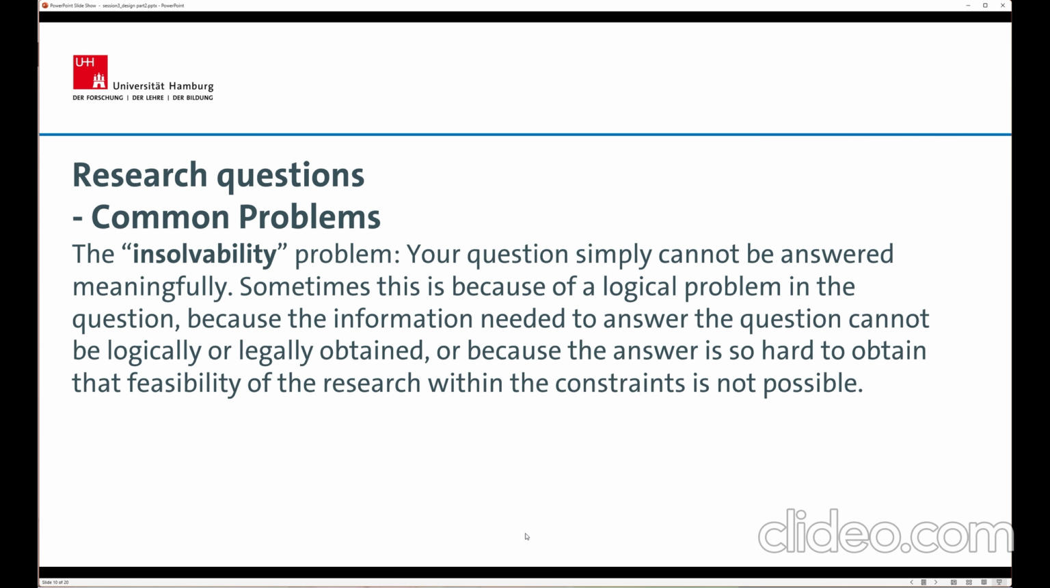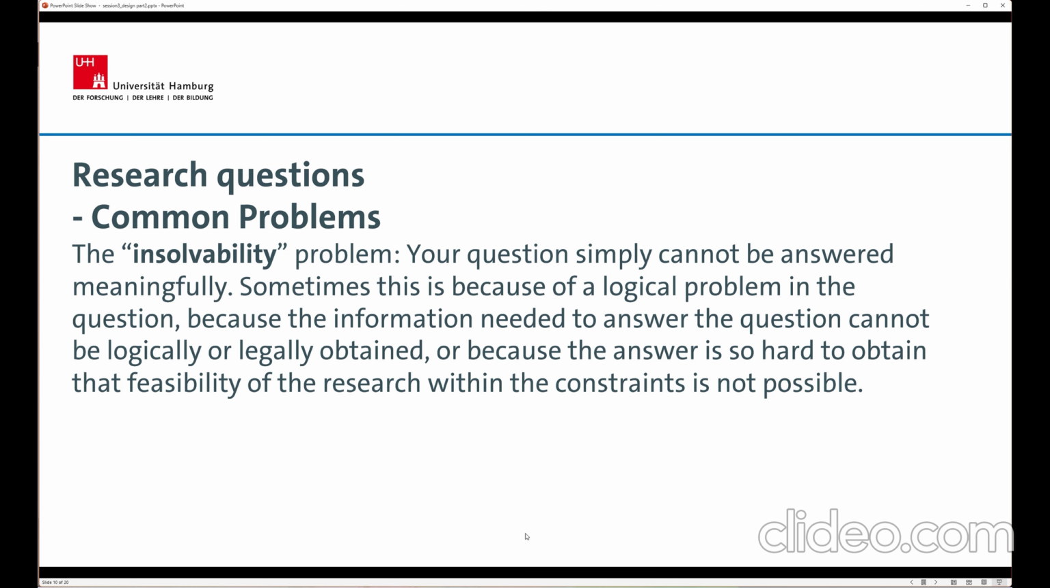Another type of common problem is an insolvability problem. There is a research question, but it cannot be answered meaningfully, maybe because of a logical problem in the question, because the information we need to answer the question cannot be legally or ethically obtained, or the answer is so hard to obtain that it's not feasible to do this within the constraints that we have.